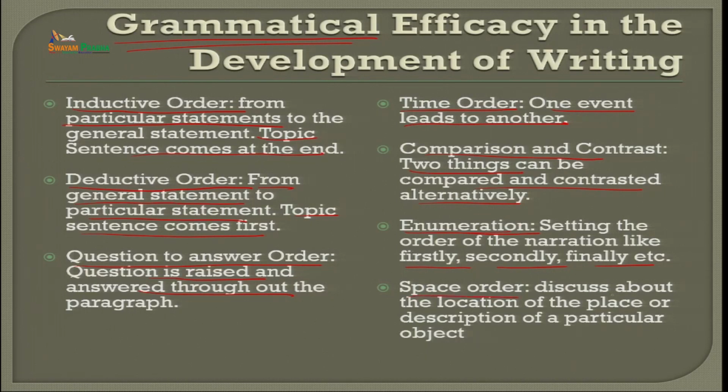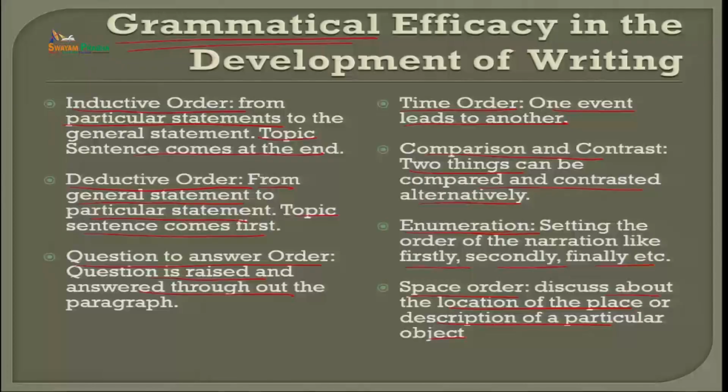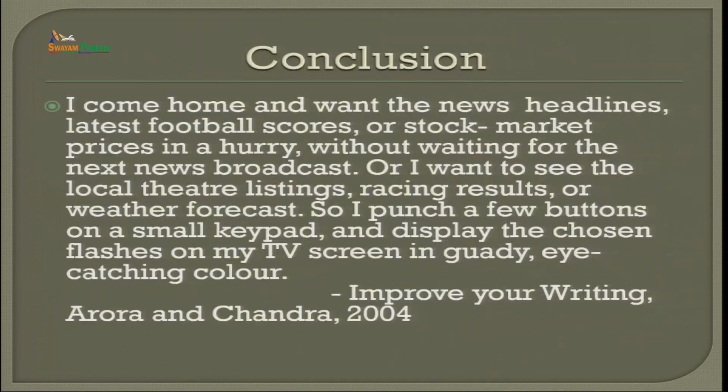Then space order: discuss the location of a place or the description of a particular object. Space order clearly indicates the location. So these are 7 points with which you can draft your paragraph in a perfect manner: either inductive, deductive, question to answer, time order, space order, enumeration, or comparison and contrast. It depends on you which type of paragraph style, or way of developing the thought, you are going to choose. With this note, we move forward towards the conclusion part.